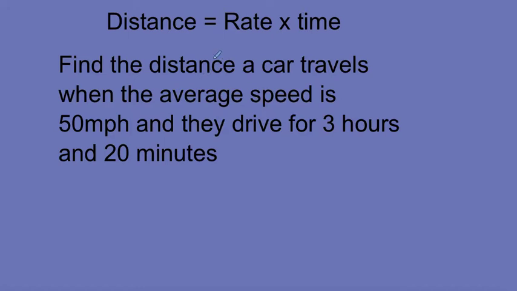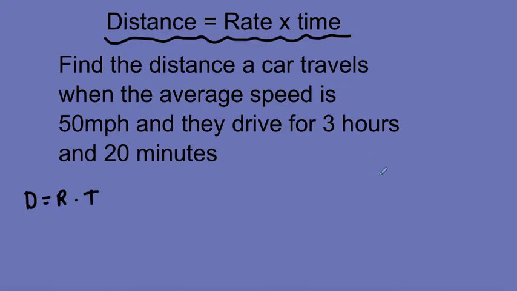Good morning, everyone. So today we're going to be taking that idea of distance equals rate times time, a formula that we learned about in chapter 2, and we're going to be doing some more with it now that we've learned some more skills. So back in chapter 2, we might look at a question like this. Find the distance a car travels when the average speed is 50 miles per hour, and they drive for 3 hours and 20 minutes. Okay, so remember D equals R times T.